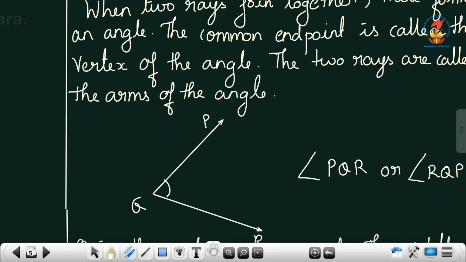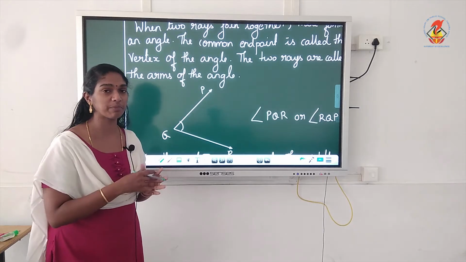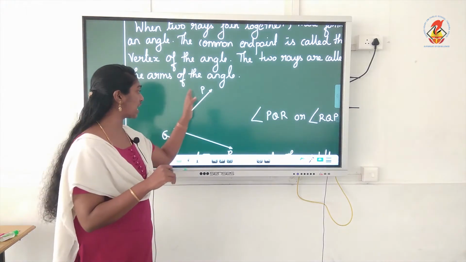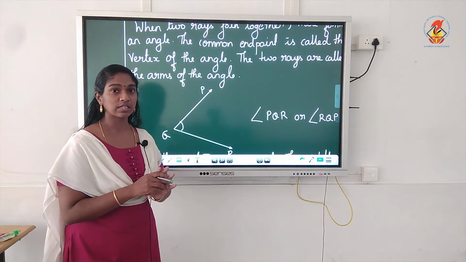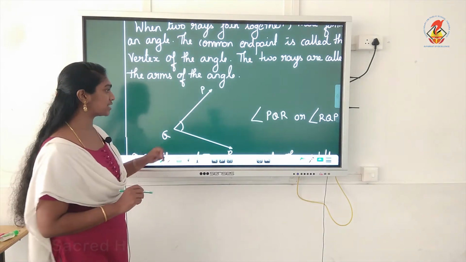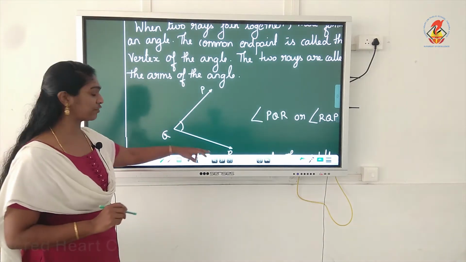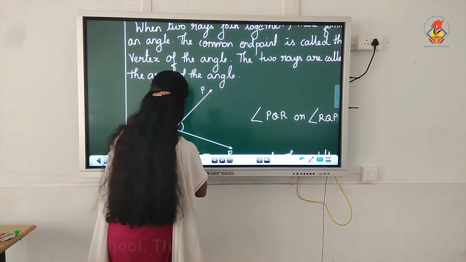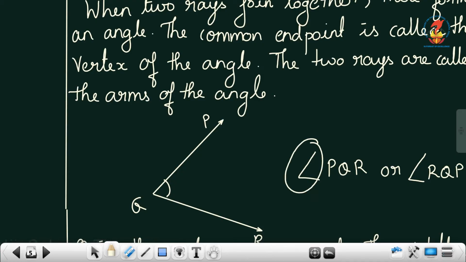And the two rays, that is QP and QR, are called the arms of the angle. So, which are the different parts that you have got? One is a vertex, which is a common end point. Another one is the arms of the angle, the two rays that we join together. And this angle's name you have given as PQR. How can we represent it? This is the symbol for angle, like how you write the less than sign.